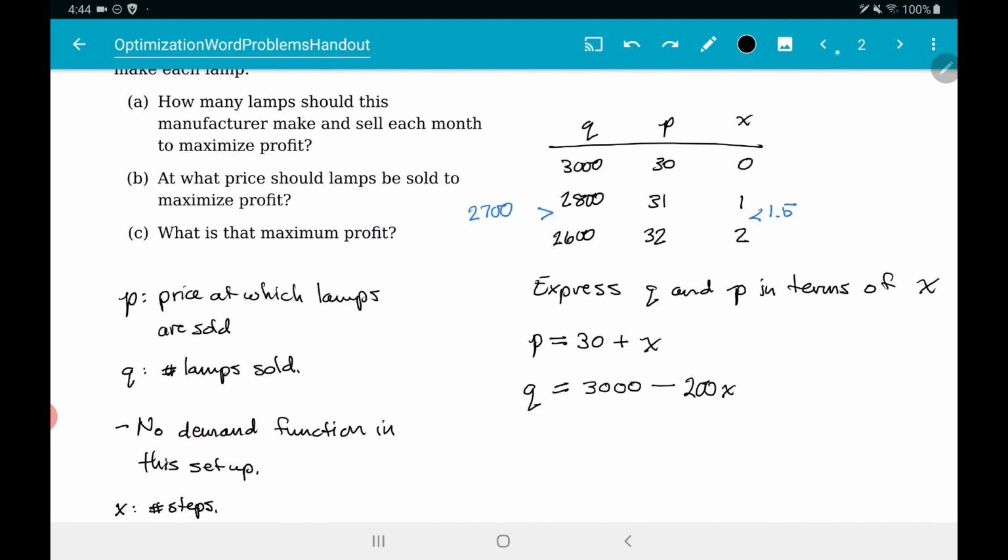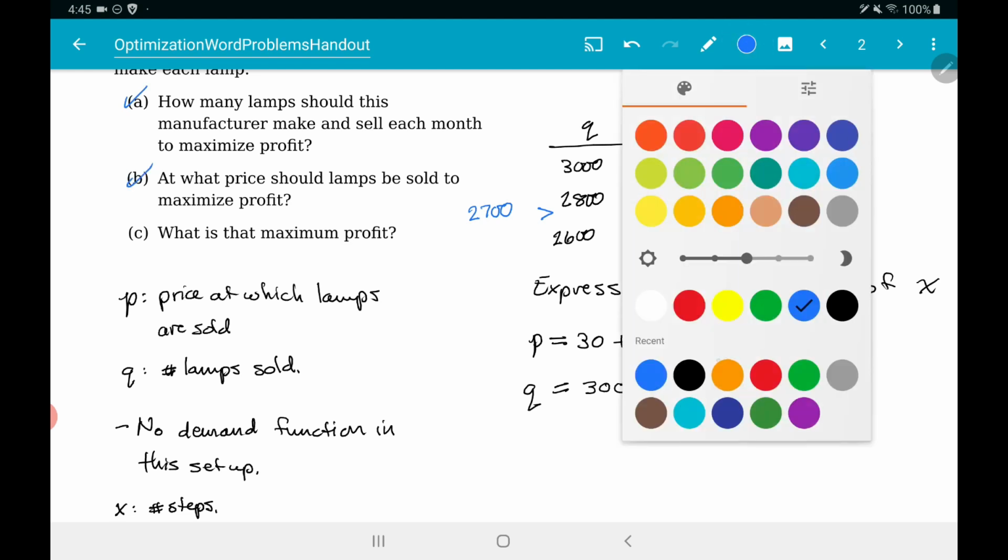By the way, that is also reasonable because, again, if you go back to this table and imagine squeezing in a row where x is 1.5, well, for x equal to 1, the price is 31. For x equal to 2, the price is 32. So 31.5 would squeeze right in there. So now we've answered questions A and B.